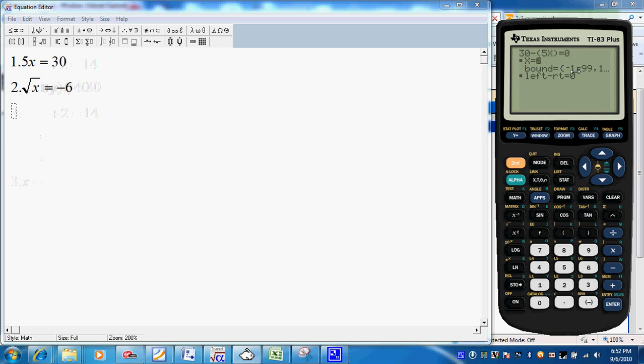This here just tells you how far you want to guess, because this thing doesn't actually solve it, it just puts in guesses until it gets it right. I don't know what this is.